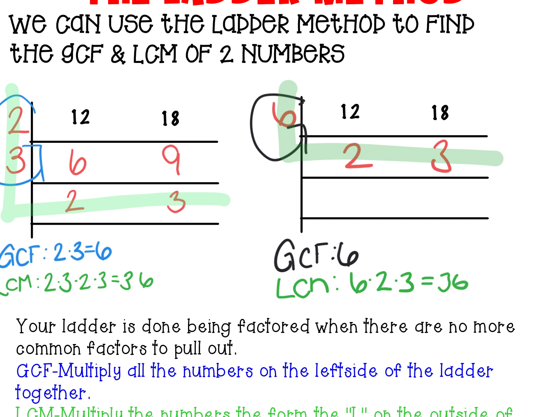So what's nice about this method is I might pull a 2 out first. Jonah might pull a 3 out first. Gus might pull a 6 out first. But even though our ladders look different, we're still going to land in the same place for GCF and LCM. Okay? We're going to pick up there tomorrow.